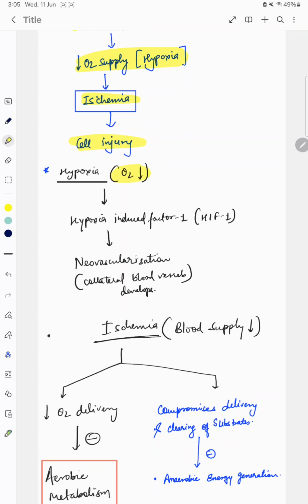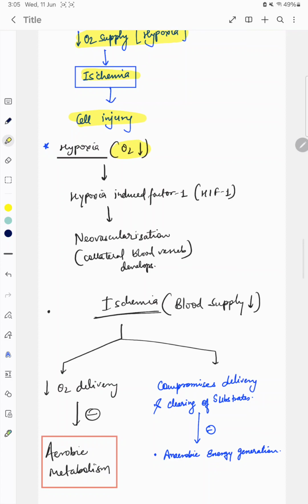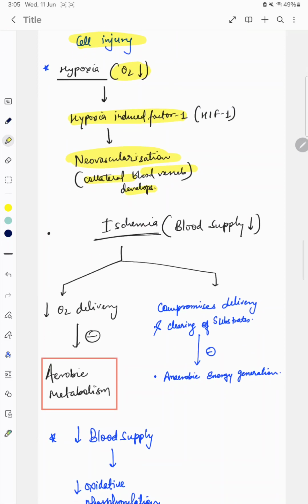Whenever there is hypoxia, this will induce hypoxia-inducible factor 1 secretion, which results in neovascularization. Neovascularization means development of new blood vessels, which work as collateral blood vessels and try to replenish the blood supply.